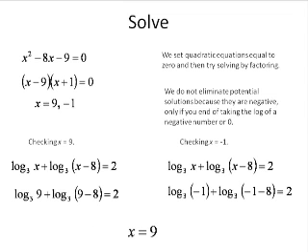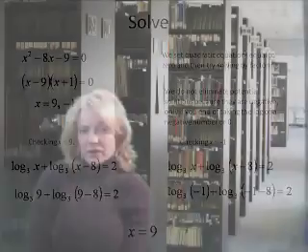We come up with 2 potential solutions, 9 and -1. We're okay keeping the 9, but as you can see, with the check on -1, we would be taking the log of a negative number. Therefore, -1 must be eliminated.